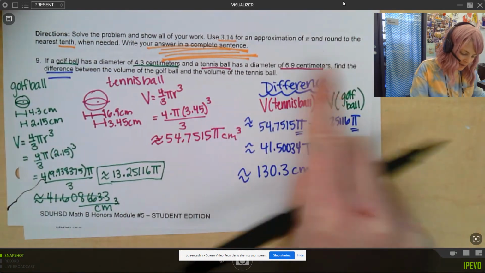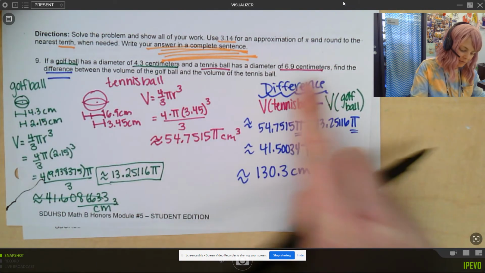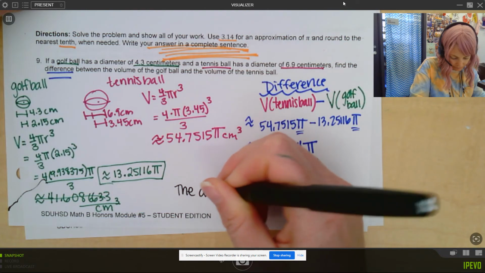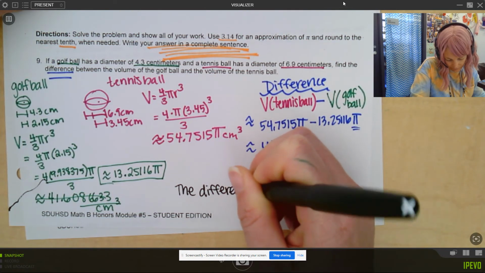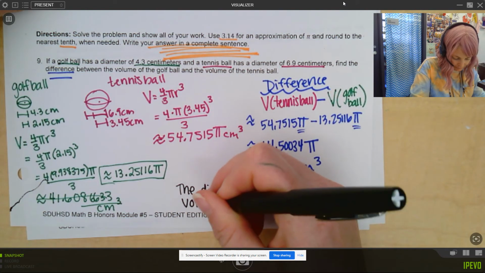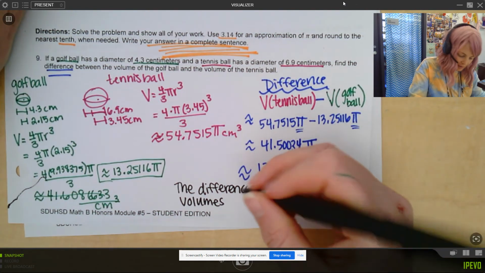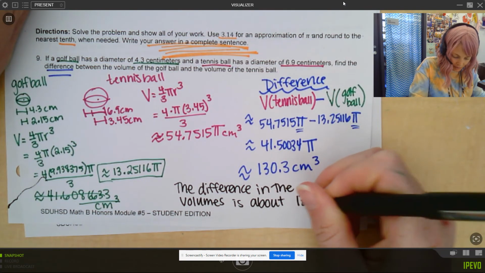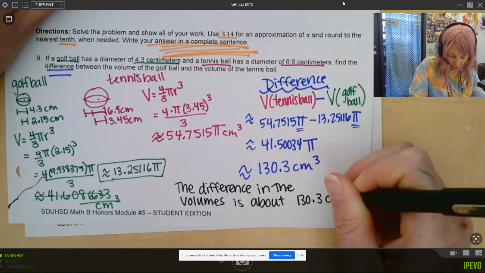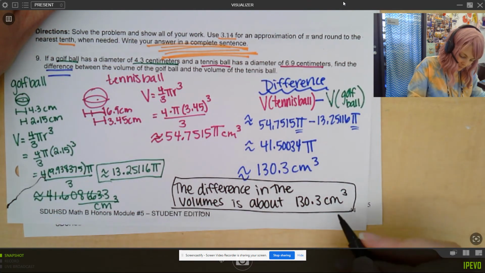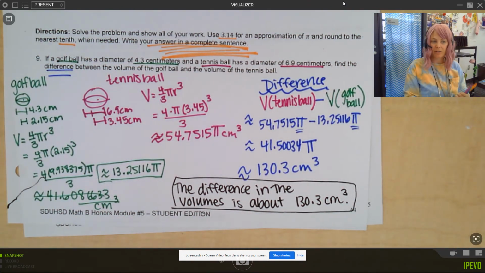Go back to what the question is asking. Find the difference between the volume of the golf ball and the volume of the tennis ball. The difference in the volumes is about 130.3 cubic centimeters. Start with the capital, end with a period.